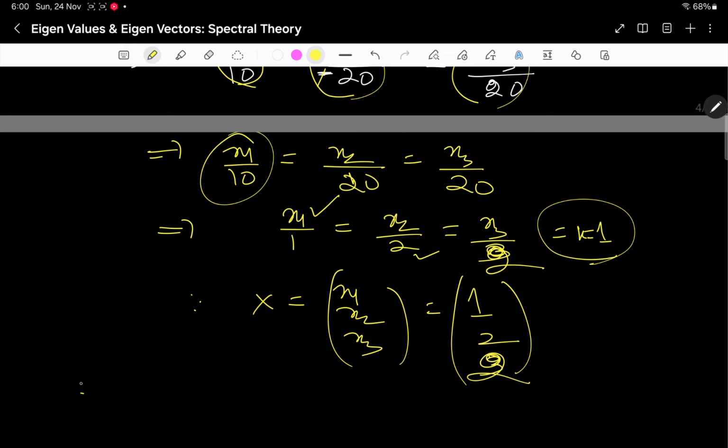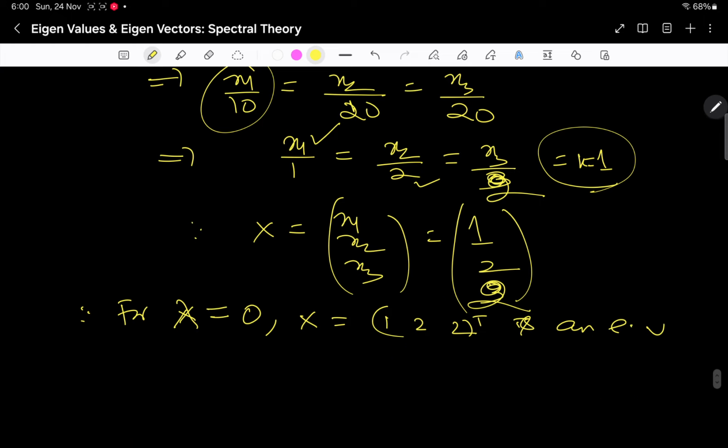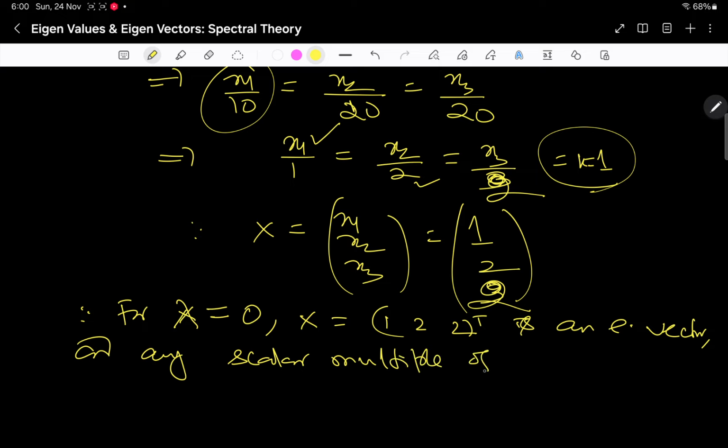So therefore for lambda equal to 0, x is equal to 1, 2, 2 transpose is an eigenvector, and any scalar multiple of this is also an eigenvector.